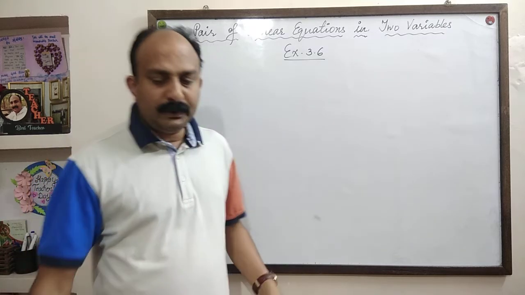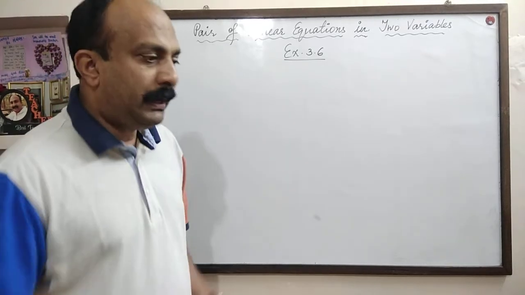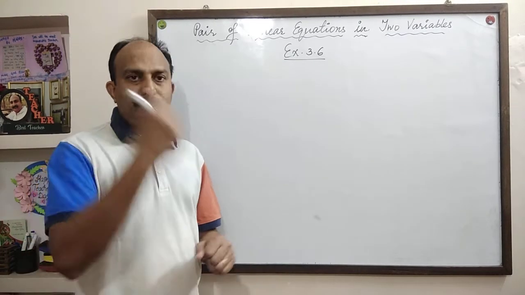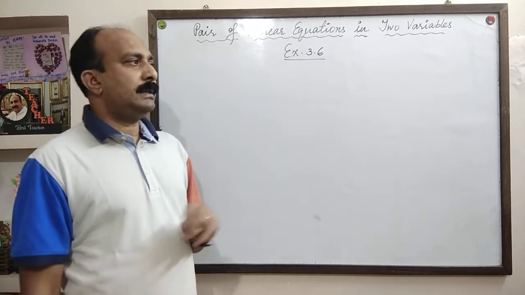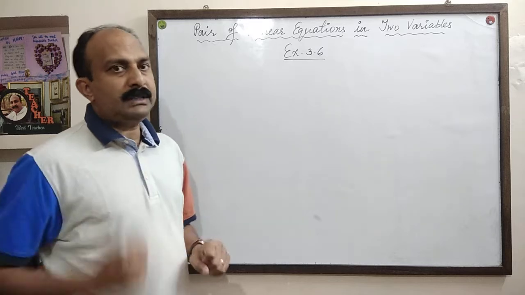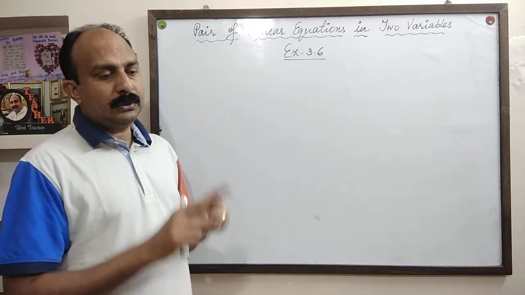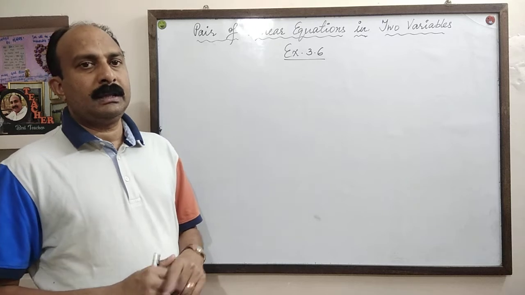In class 8, you might have seen this type of questions. Speed of stream and speed of rowing in still water. There are two unknowns in this question. Number 1, speed of rowing in still water. Number 2, speed of stream or speed of the flow of water.